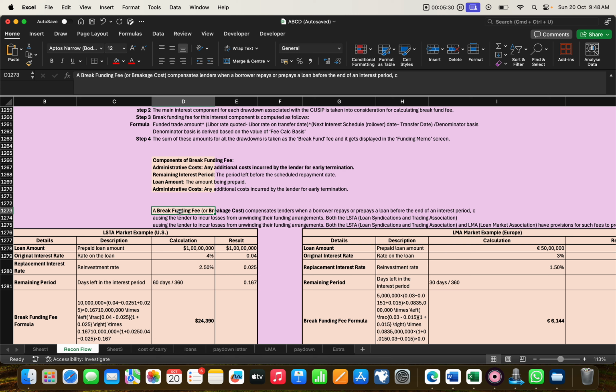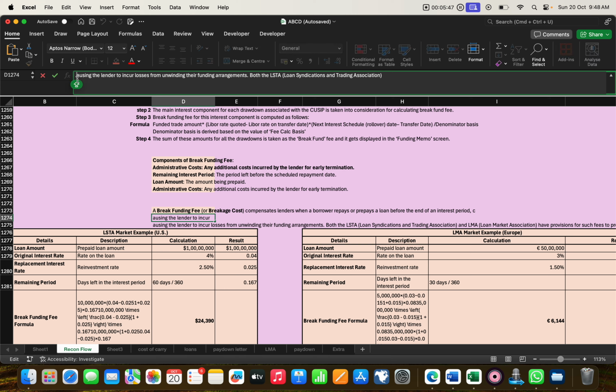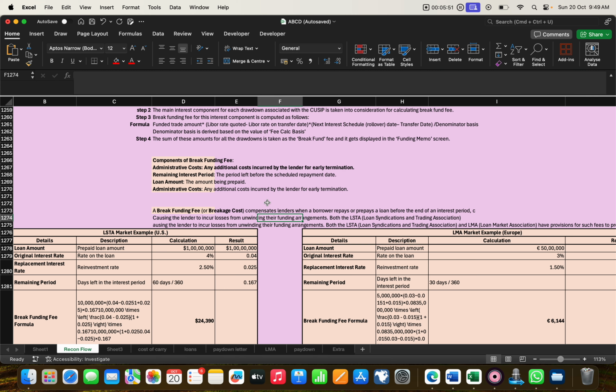So what is the role of the lender and the borrower? We have mentioned here: it causes the lender to incur losses for unwinding the funding agreement, in both the LSTA and the Loan Syndications and Trading Association markets. So what matters while settling this is the rate, and we have mentioned the rate here.